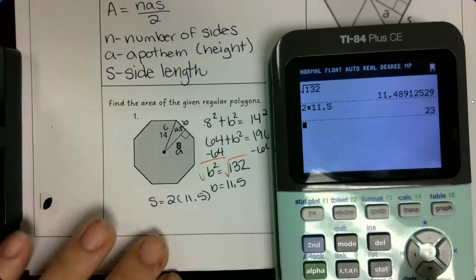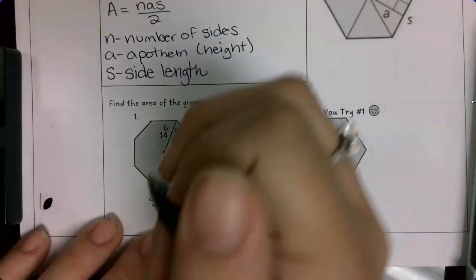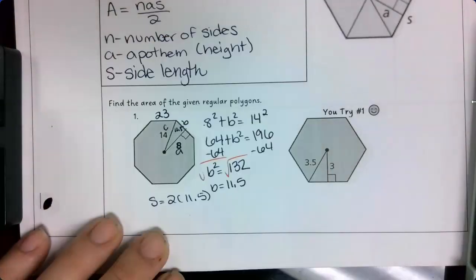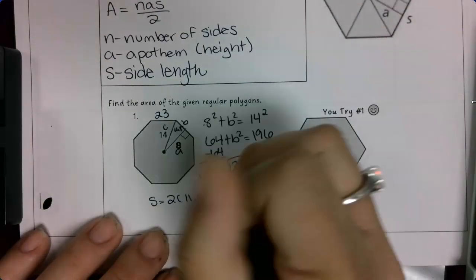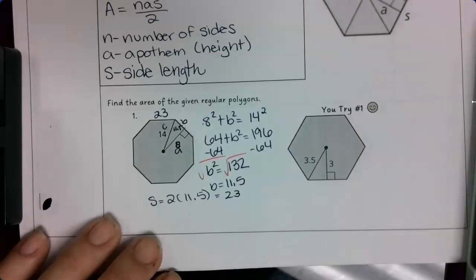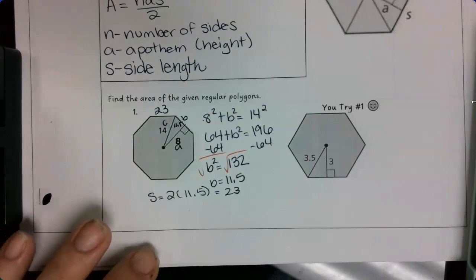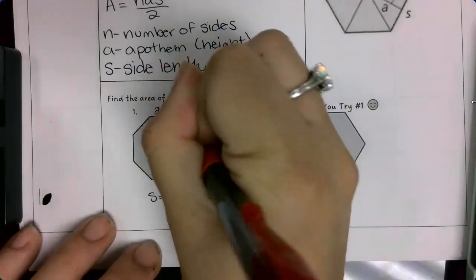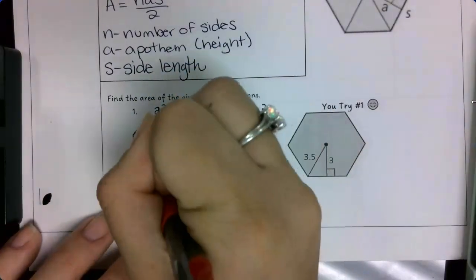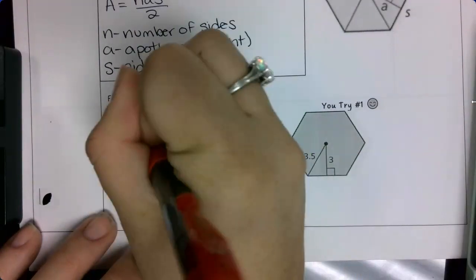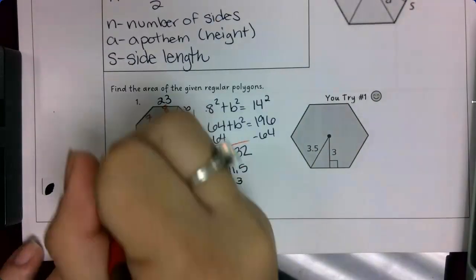Which gives me 23. I'll write it up here. So that is my side length. I know my apothem is A, and now I need to know the number of sides. So I'm going to count. 1, 2, 3, 4, 5, 6, 7, 8. So n equals 8.